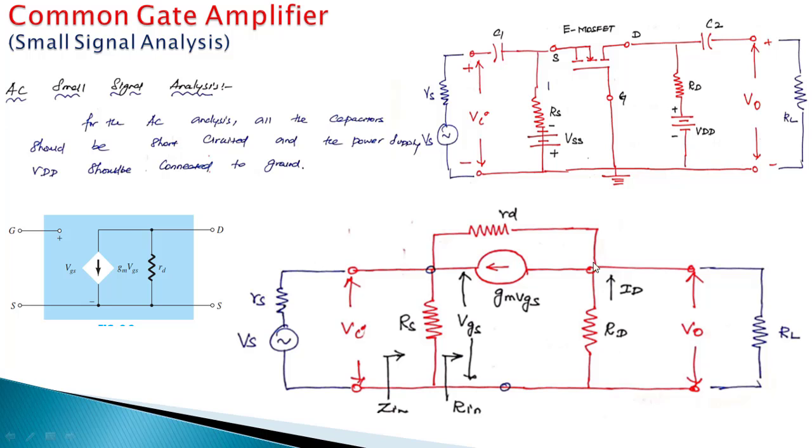So the input is given to the source, and the output is taken from the drain. Between the drain and the source there is a current source, and parallel to it an RD. So at the input there is a resistance RS, and at the output a resistance RD. Here it is V0, and it is Vi. The voltage across gate to source is called VGS. The voltage across the RD is V0. So we formed the small signal model of the common gate amplifier. Now we are going to see the small signal analysis.